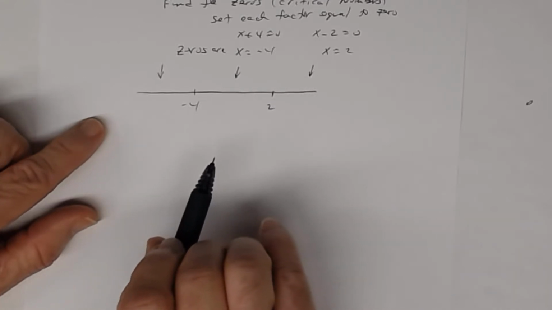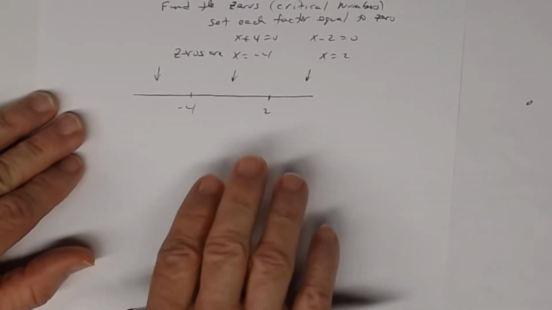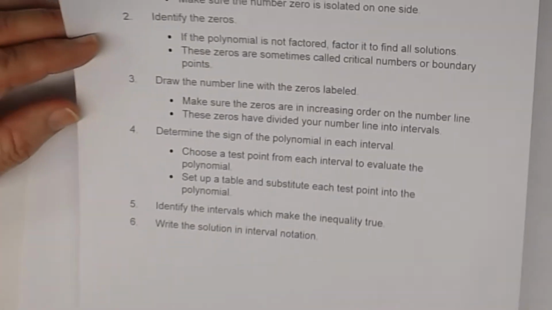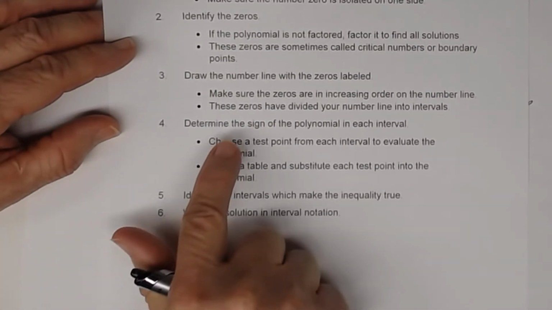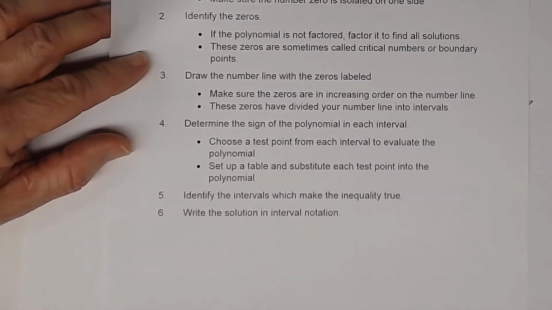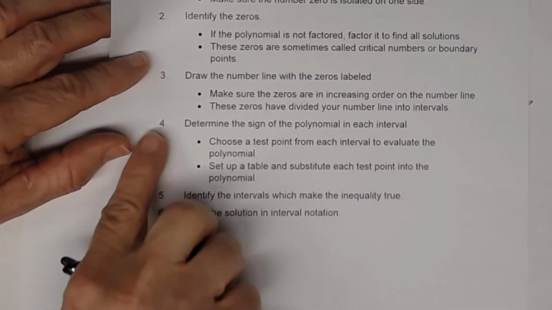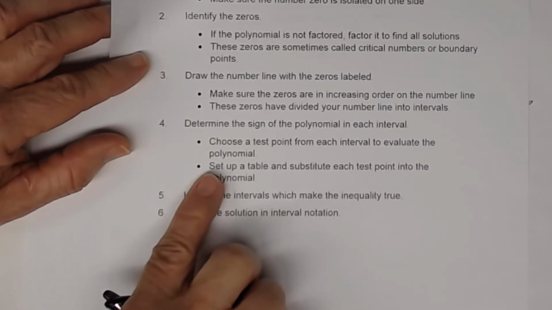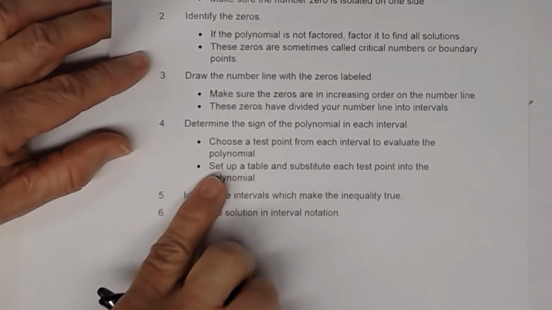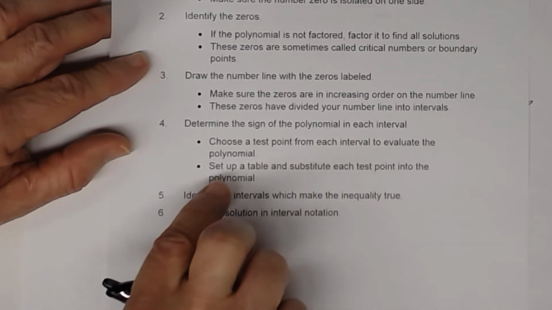Okay? All right, now, so the question is, well, okay, so what do you do with this? All right, so listen carefully to the rest now. So, step 4. Determine the sign of the polynomial in each of those intervals. So that's where most of your work will be. Most of your work will be in step number 4. So we have to determine the sign of the polynomial in each interval.